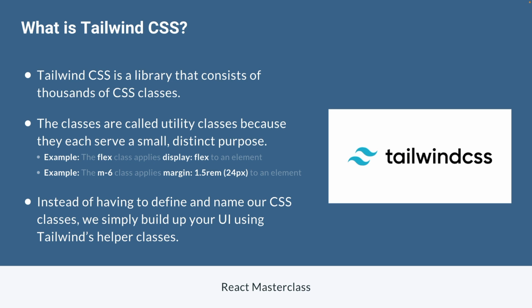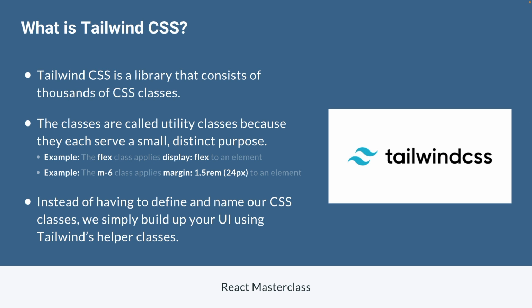So for example, the flex class from Tailwind applies display flex to the element that you apply the class to. There's also the M6 class, which applies a certain amount of margin around every element. And M6, as you might guess, is one of several available margin classes. There's M4, M5, M7. There's also classes specifically to apply margin to the top or margin to the bottom. There's literally thousands of these small classes that each do one thing.